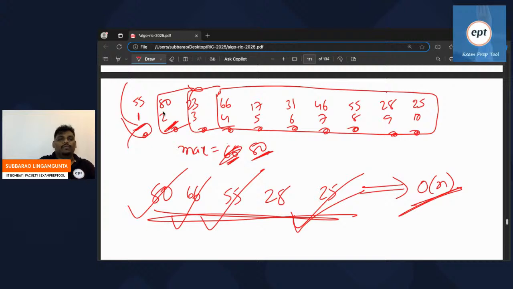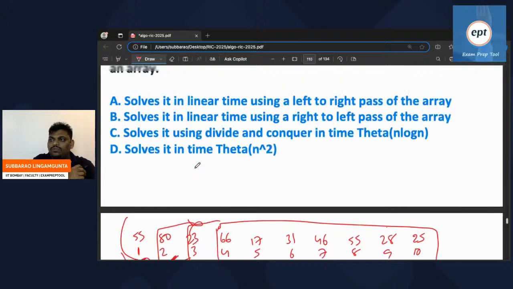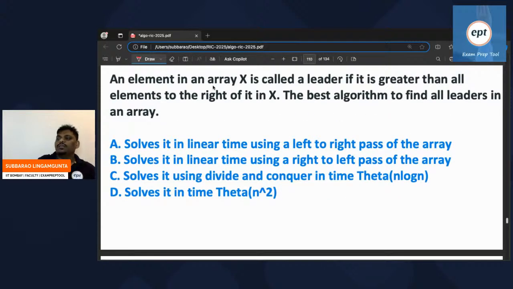Please be careful. I hope everyone is fine. The answer for this problem, let me check the options. Solve it in linear time using a left to right pass of the array. Solve it in linear time using a right to left pass of the array. Solve it using divide and conquer in n log n time. Maybe, but the better option is option A. Solve it in time theta of n square. That is also maybe; all may be correct, but the better option is A. It will solve this problem so easily if you do it from the right hand side.